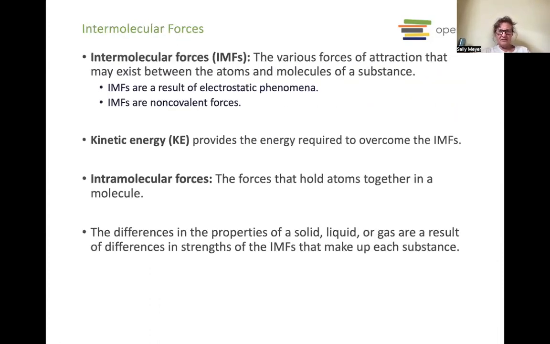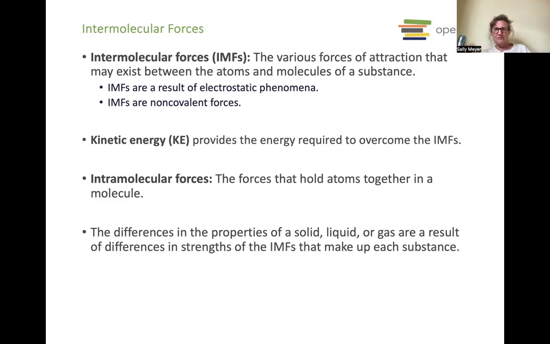So, intermolecular forces, IMFs, are the various forces of attraction that may exist between the atoms and molecules of a substance. They're a result of electrostatic phenomena. So they're a result of plus and minus being attracted to each other. And they're not covalent bonds. They're interactions. They're going to be weaker than covalent bonds, easier to break. So we want to make sure we call them forces and we don't call them bonds.